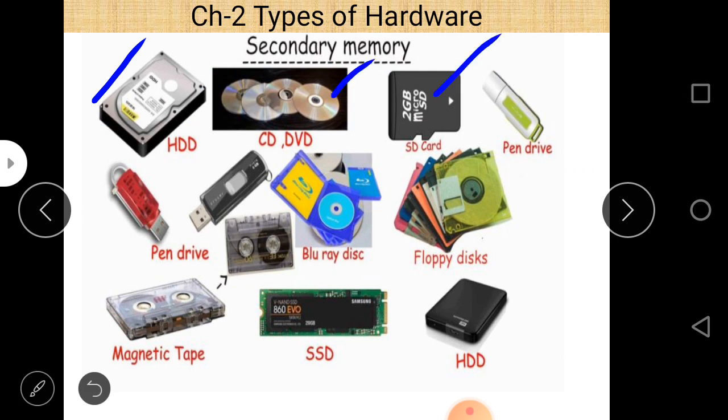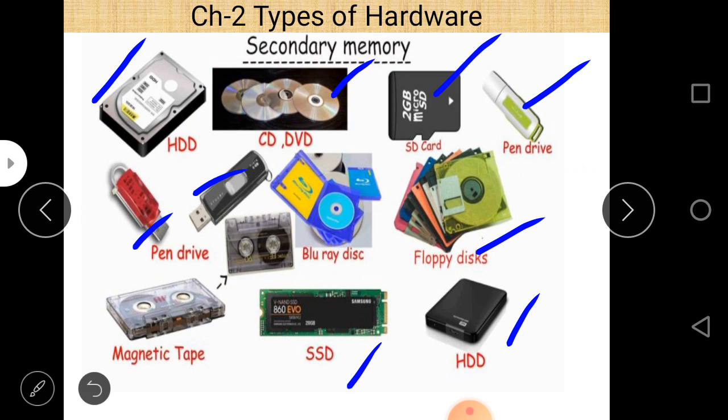SD card or memory card is also an example of secondary memory. Pen drive is also an example of secondary memory. And SSD is also an example, and the hard disk already. Floppy disks are outdated, but these are also used for secondary storage. They have limited capacity, up to 1.4 MB, so they are not used nowadays.